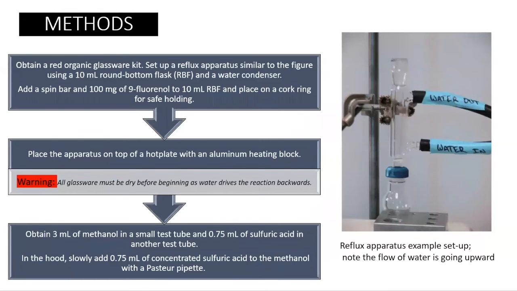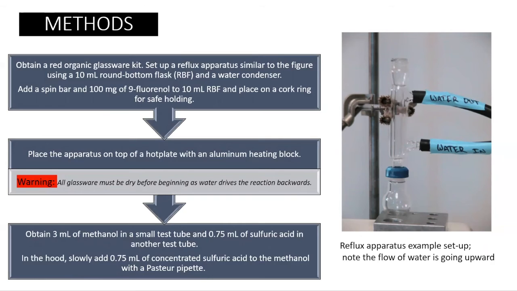To begin, you will obtain a red organic glassware kit and set up the reflux apparatus similar to the figure on the right. Using a 10 milliliter round bottom flask and a water condenser, you will then add a spin bar and 100 milligrams of 9-fluorenol to the 10 milliliter round bottom flask and place this on a cork ring or on the aluminum bar for safe holding. You'll then place the apparatus on top of the hot plate with the aluminum heating block. Be careful, as all of the glassware must be dry before beginning, as water will drive the reaction backwards.